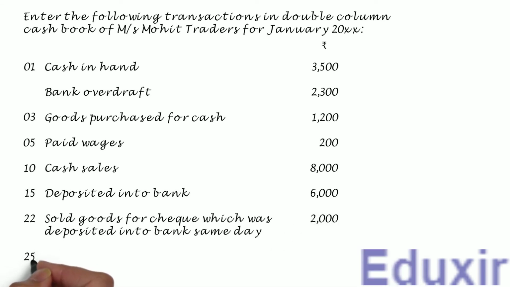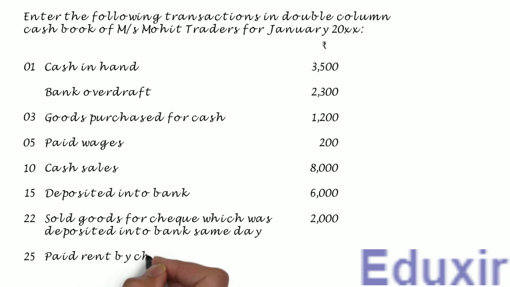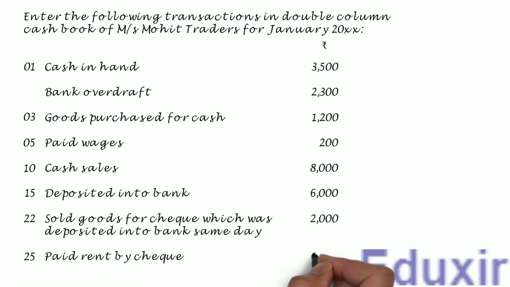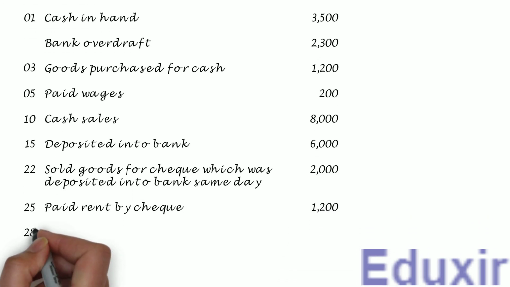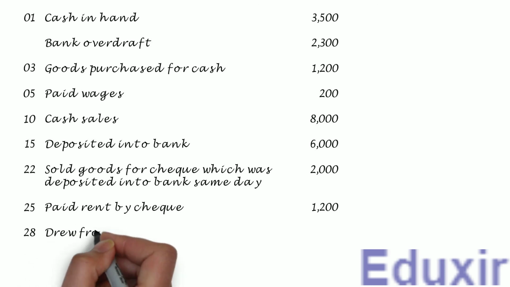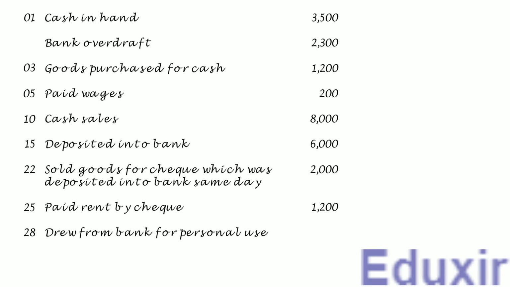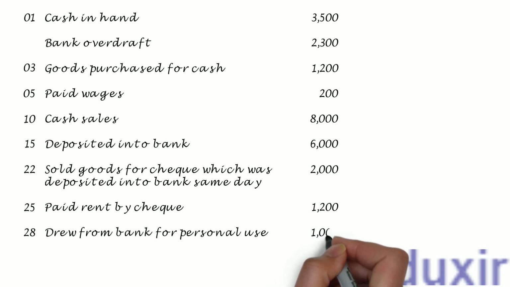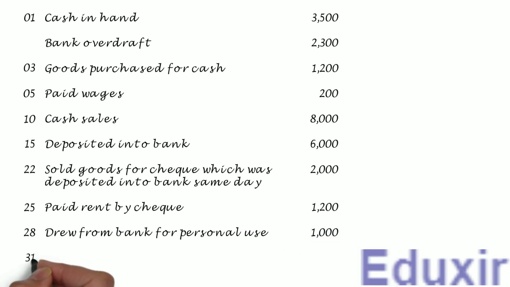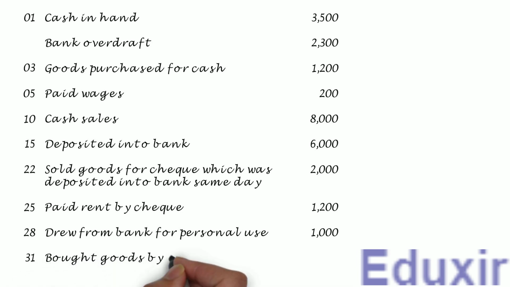On 25th January, paid rent by check ₹1,200. On 28th January, drew from bank for personal use ₹1,000. On 31st January, bought goods by check ₹1,000.